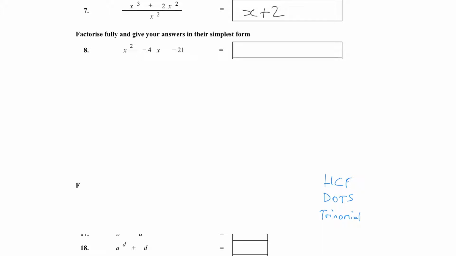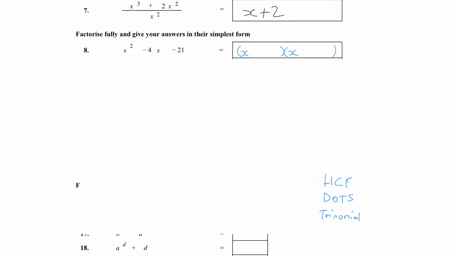So, highest common factor for question 8. Highest common factor is 1. Not too interesting. Definitely not difference of 2 squareds. Definitely is a trinomial because there are 3 terms: x squared, minus 4x, and minus 21. So let's factorize it into 2 brackets. The first term in each bracket, when you multiply it together, is going to give you x squared. Well, x times x gives you x squared.